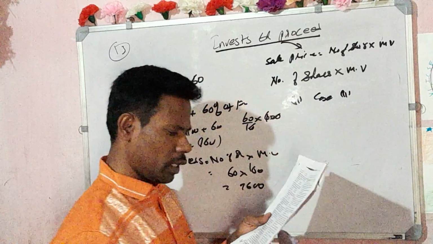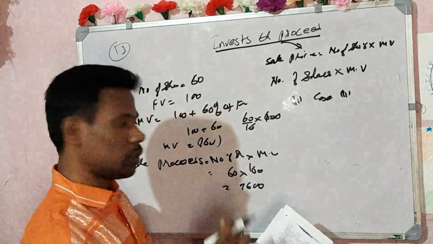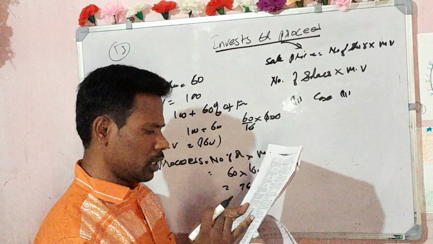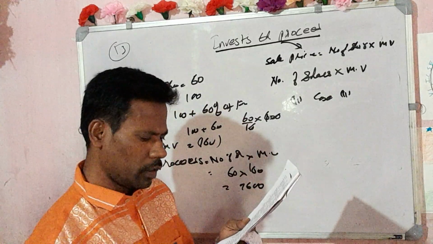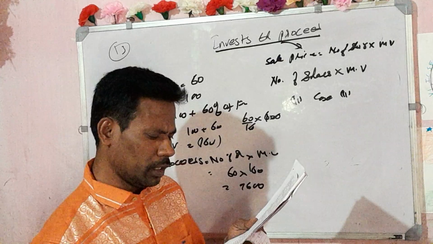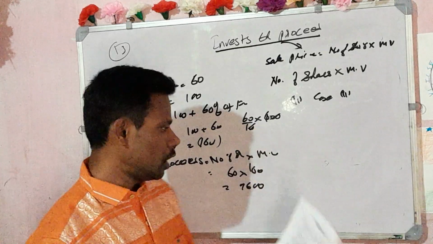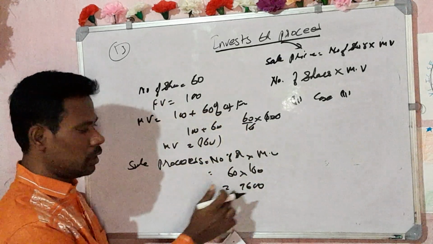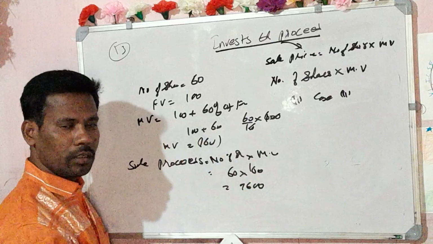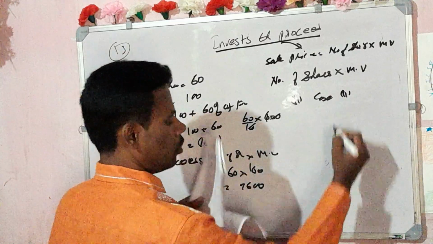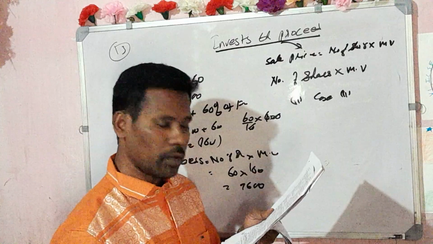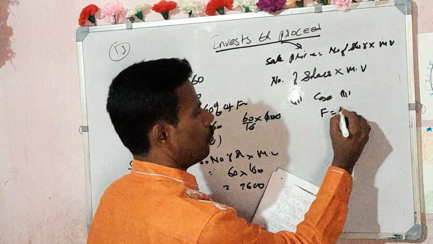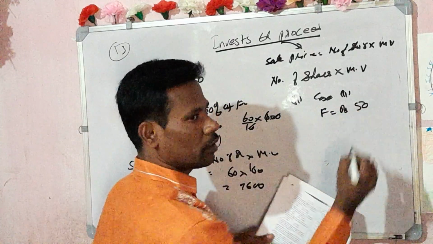What is nominal value again here? Just stay with this problem, it is still not over. Case 2, what is given? He invests the proceeds, which means this becomes the total investment. Let me write once again: he invests the proceeds in shares of nominal value rupees 50. Face value is rupees 50.